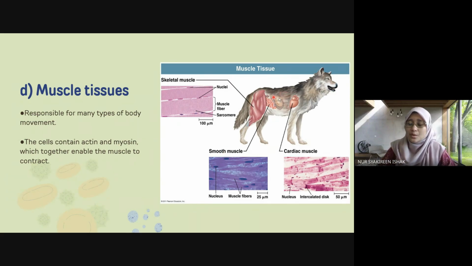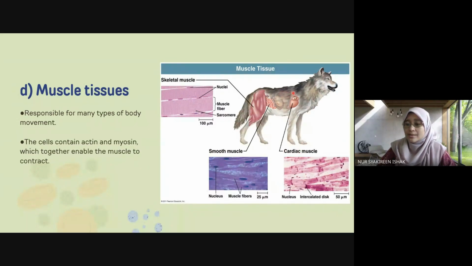So the wall of your alimentary canal, your digestive system, has smooth muscle for the control of peristalsis, to digest your food. The contraction and relaxation of this smooth muscle, you cannot control.